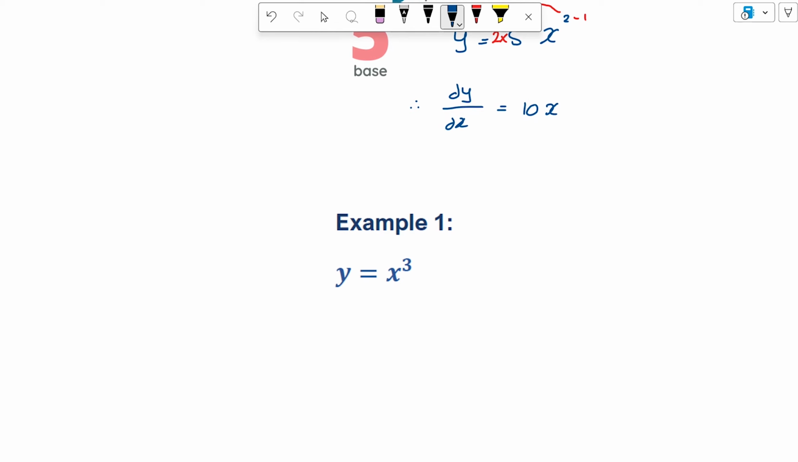So let's work out some examples down below. y is equal to x raised to the cube. dy over dx is equal to, bring down the exponent.